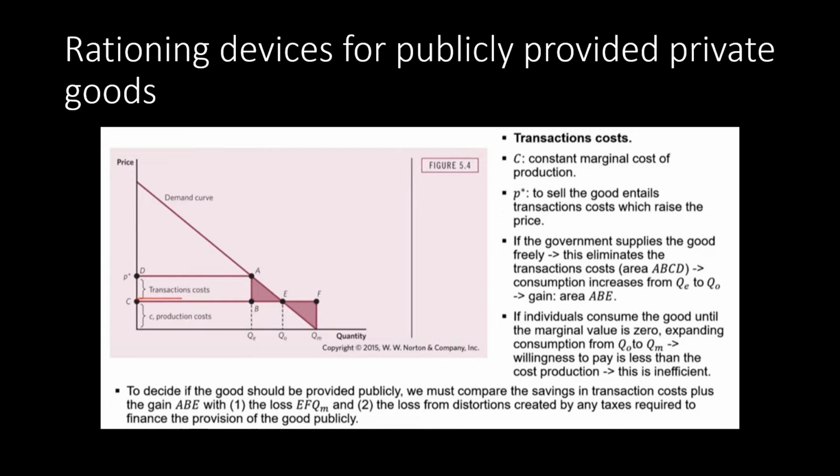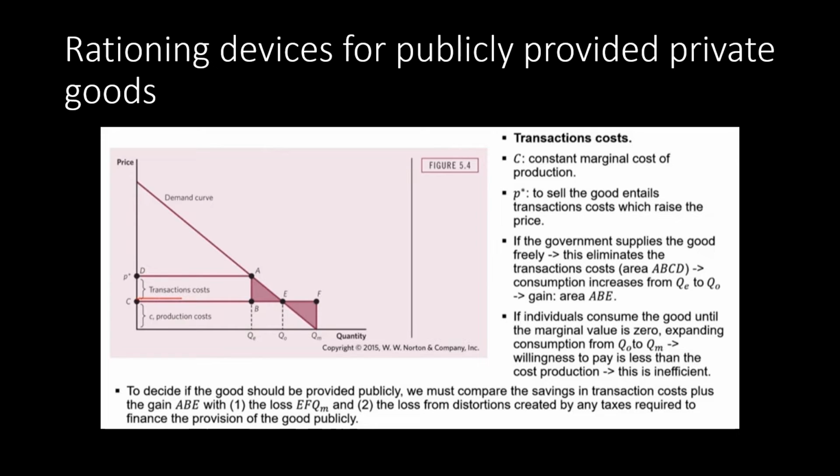Then we have rationing devices for publicly provided private goods. This graph shows transaction costs, whereby this line represents constant marginal cost of production. Then we have P star, whereby to sell the goods entails transaction costs. If you raise the price, you're going to incur some transaction costs. The thing moved from here to here, therefore you can see the transaction costs in this space.